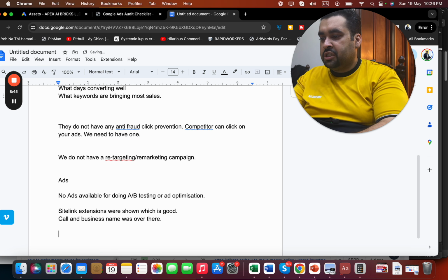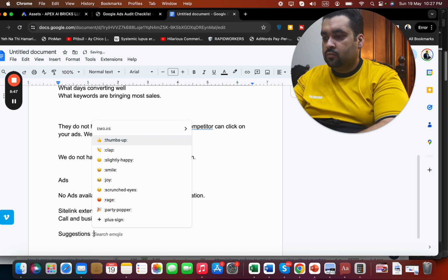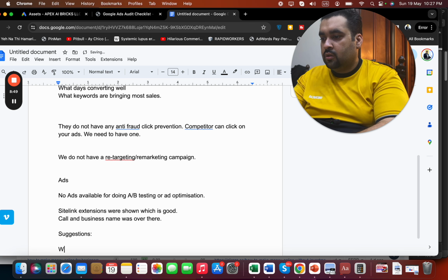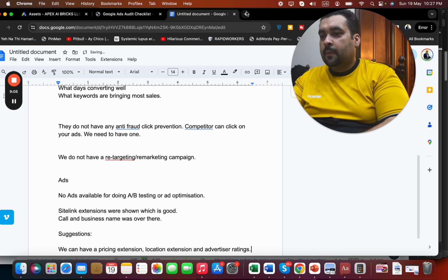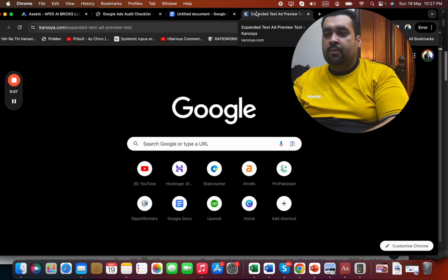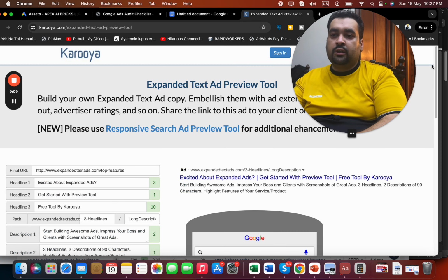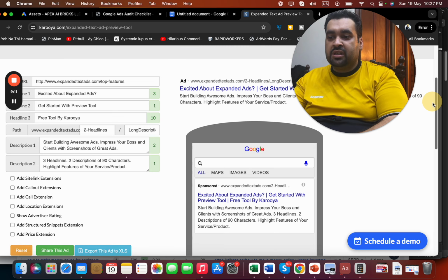Okay, suggestions: we can have a pricing extension, location extension, and advertiser rating. Now you may be wondering what kind of extensions these are. I'm using one of the ad preview tools. This is by Corad. This can tell you what kind of ad extensions you are using. You can immediately see them.